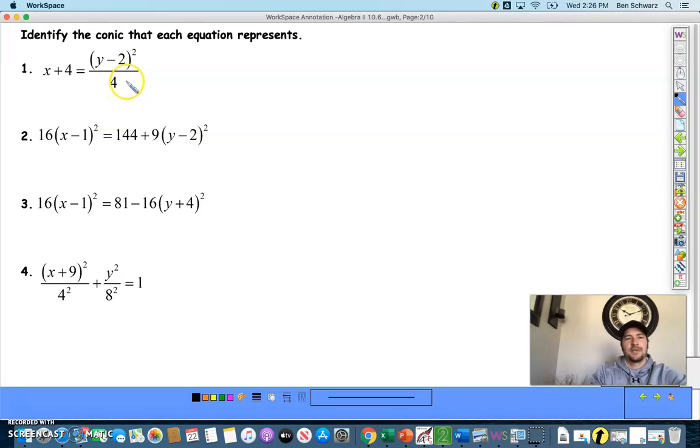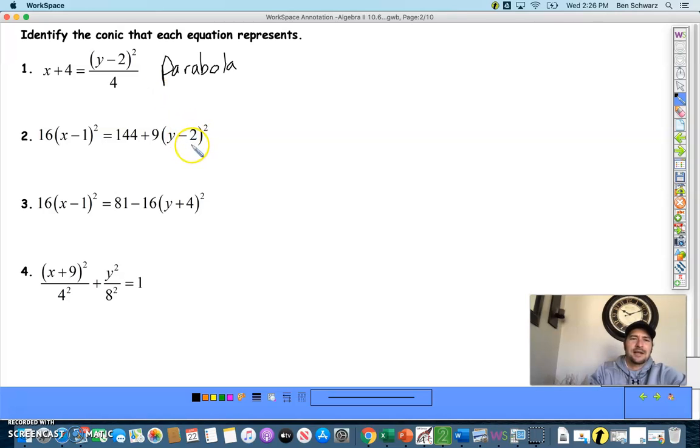So just going over these examples. The first thing you should notice is y squared, but x is not. So boom, that tells you it's a parabola. Not too hard to figure out there. This one, x is squared, y is squared. So that tells you, okay, it can't be a parabola.